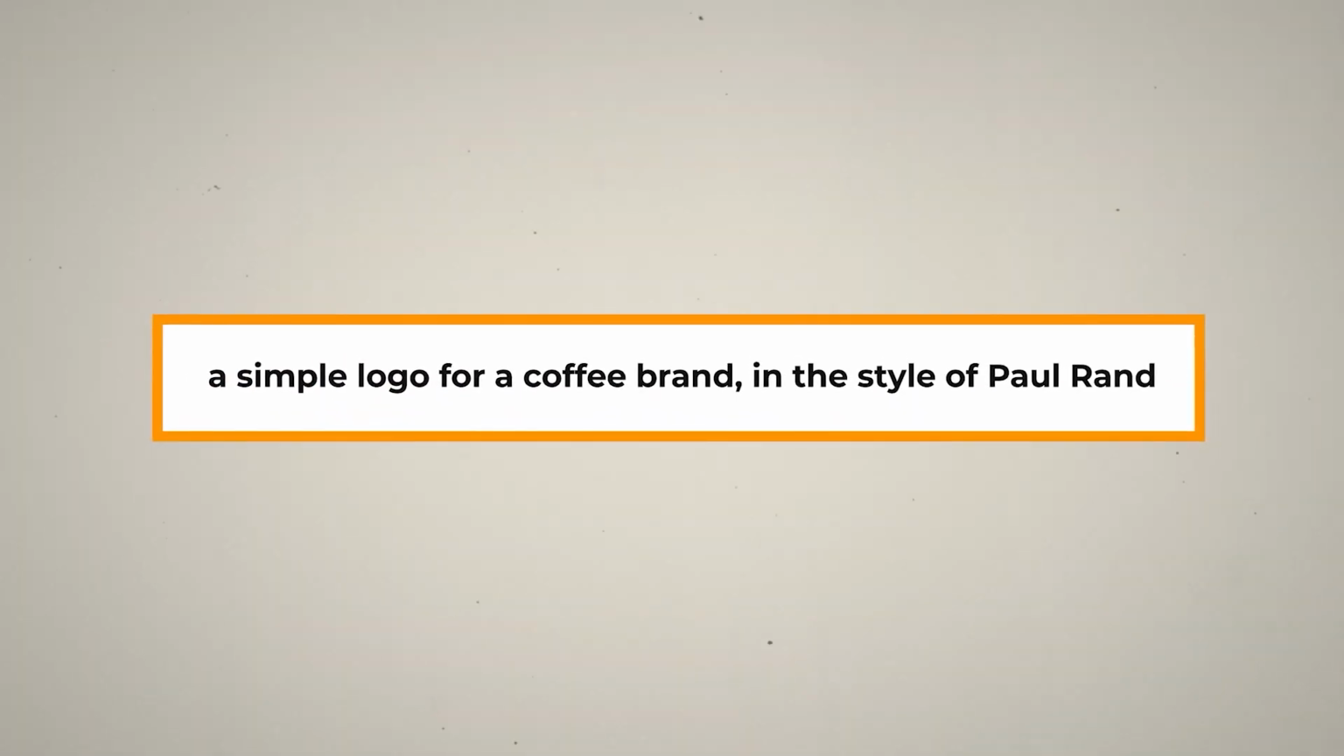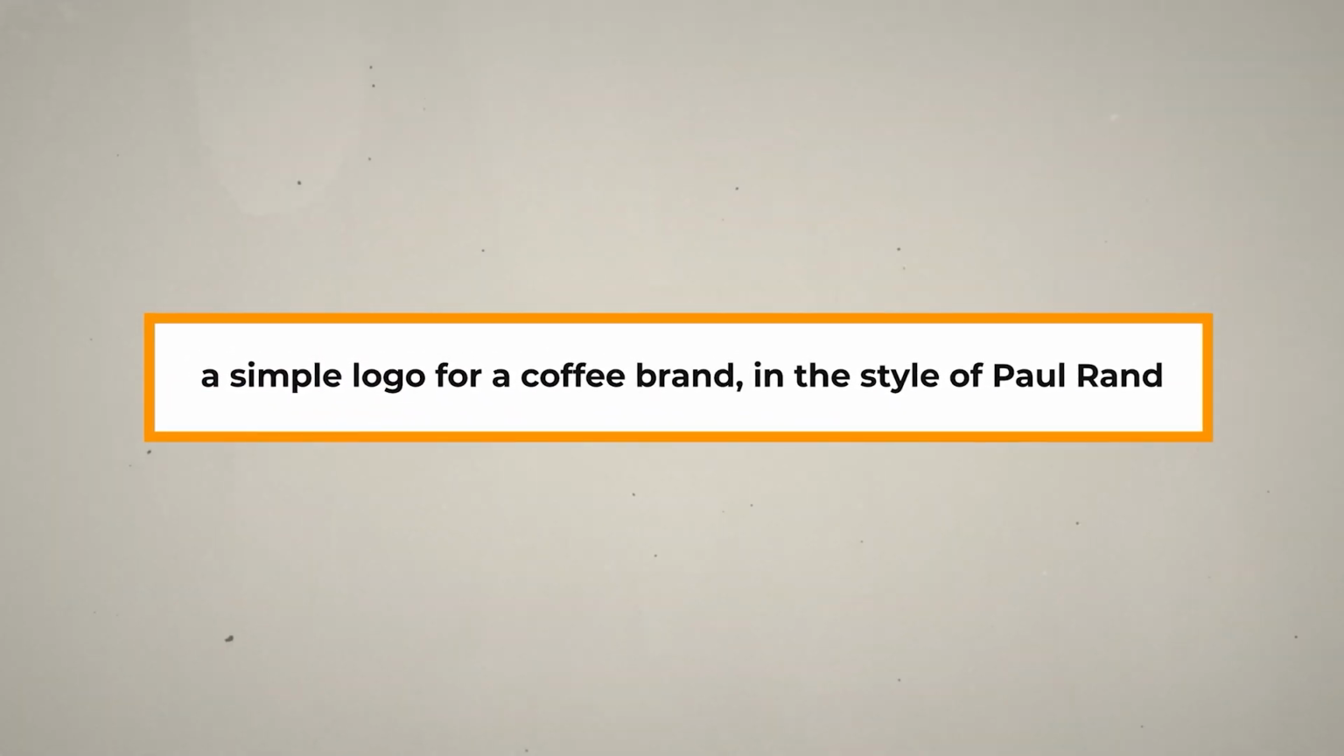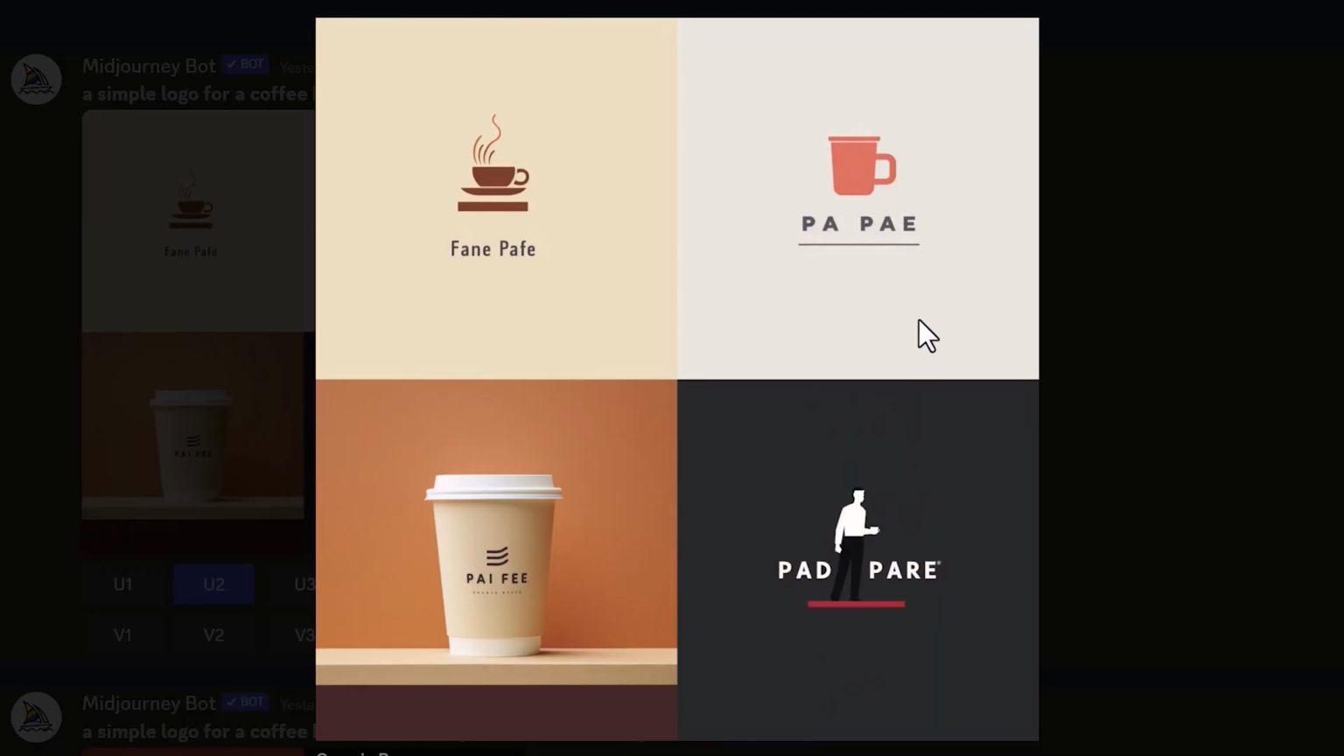Okay, so now I'm going to create a logo, but with influence from a famous logo designer. So for this one, I've chosen a simple logo for a coffee brand in the style of Paul Rand. And they look pretty good. It's added some text on there for some reason, but that can be fixed. They're very nice, minimalist. You can easily turn these into vectors.